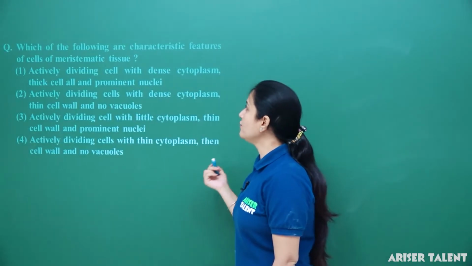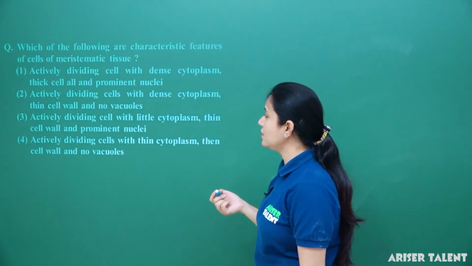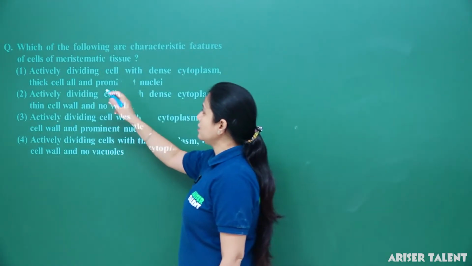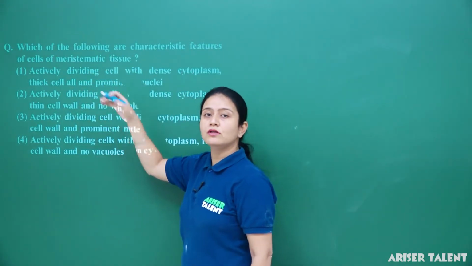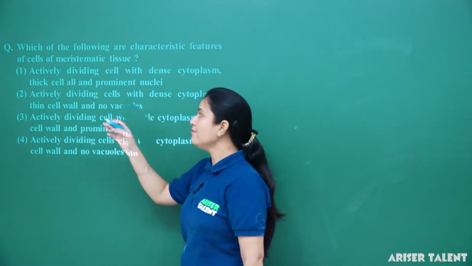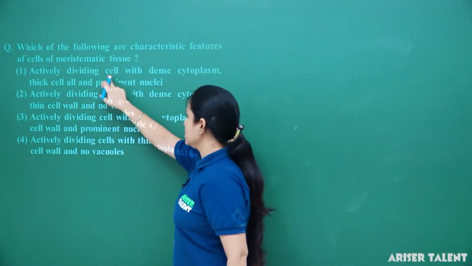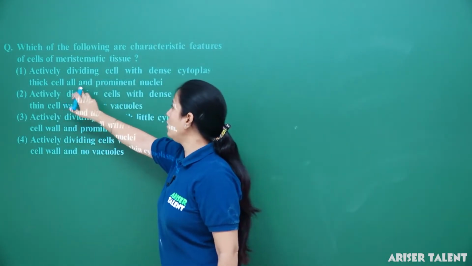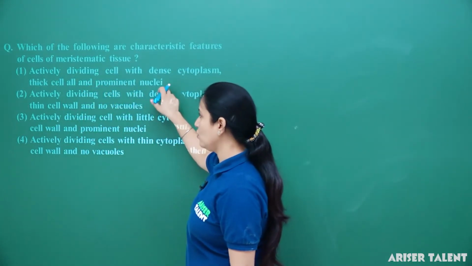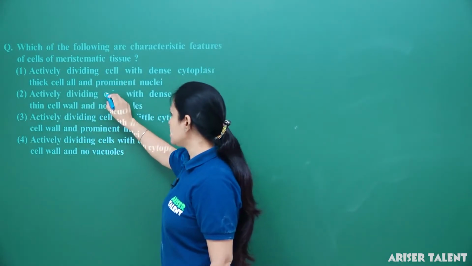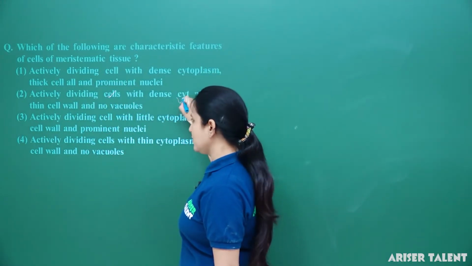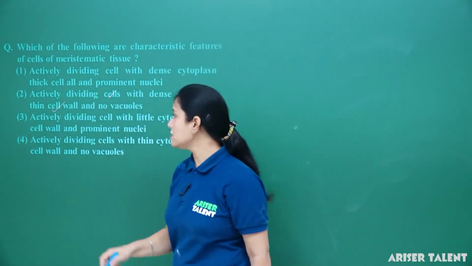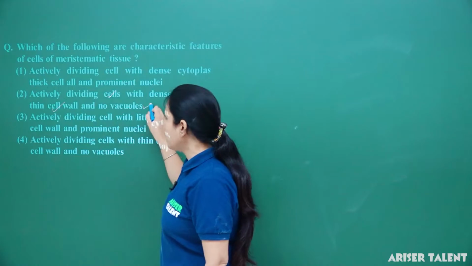Next is, which of the following are characteristic features of the cells of meristematic tissues? Meristematic tissues are generally responsible for growth. Why? Because they divide continuously. Actively dividing cells with dense cytoplasm, thick cell wall and prominent nuclei, no. Actively dividing cells, dense cytoplasm, yes, they have dense cytoplasm, they have thin cell wall, yes, and they do not have any vacuole. Why?